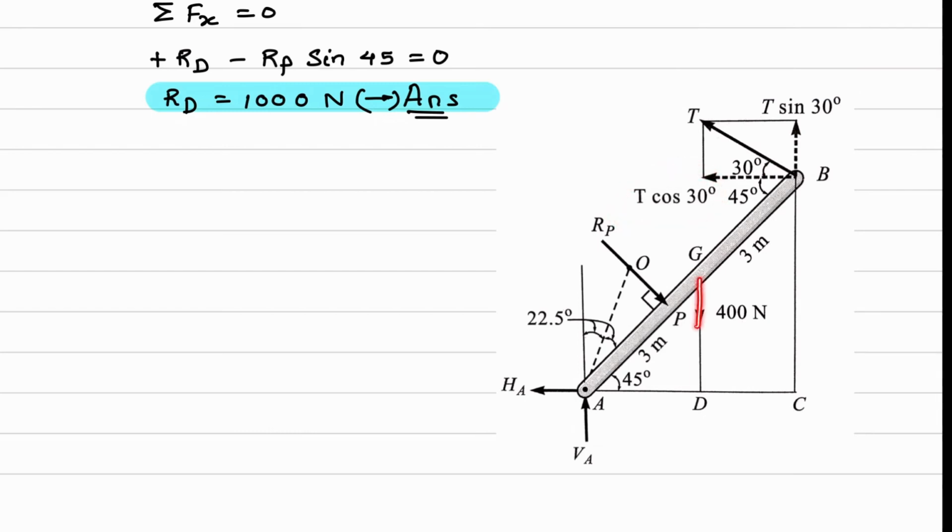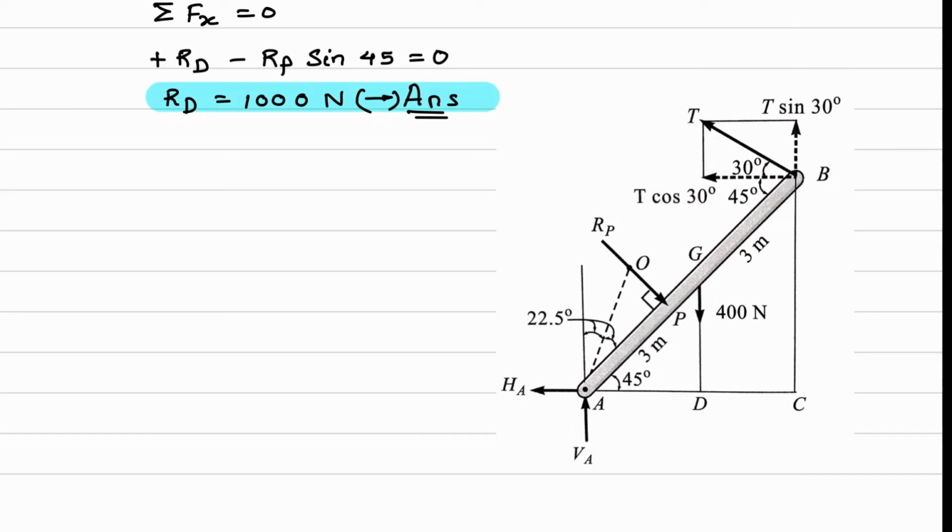Now weight acts at the center of gravity. The total distance is 6 meter, given in the question. So the weight will act at point G, which is at 3 meter distance from point A, and from point B also it is at 3 meter distance. Now this point we have to locate the distance for Rp. Why? Because when we are taking the moment of this Rp, we require this perpendicular distance AP. So what we can do is we will calculate first.